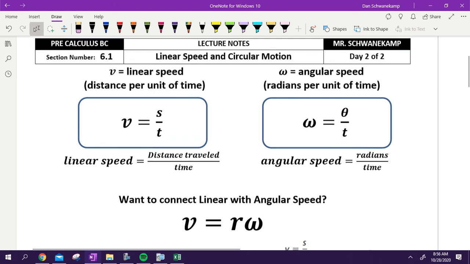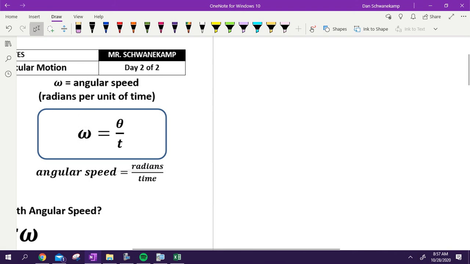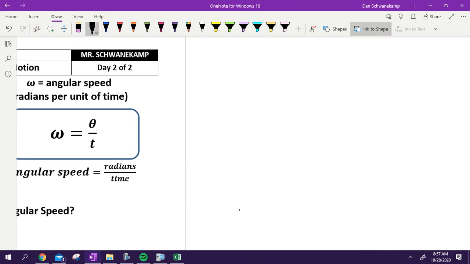All right. So the key to today is understanding linear speed. Linear speed is what you deal with all the time. That is miles per hour, feet per minute, inches per second, all those different things. It is whatever your distance traveled is over time. Distance traveled over time. The issue today is we are dealing with circular motion. So a circle.